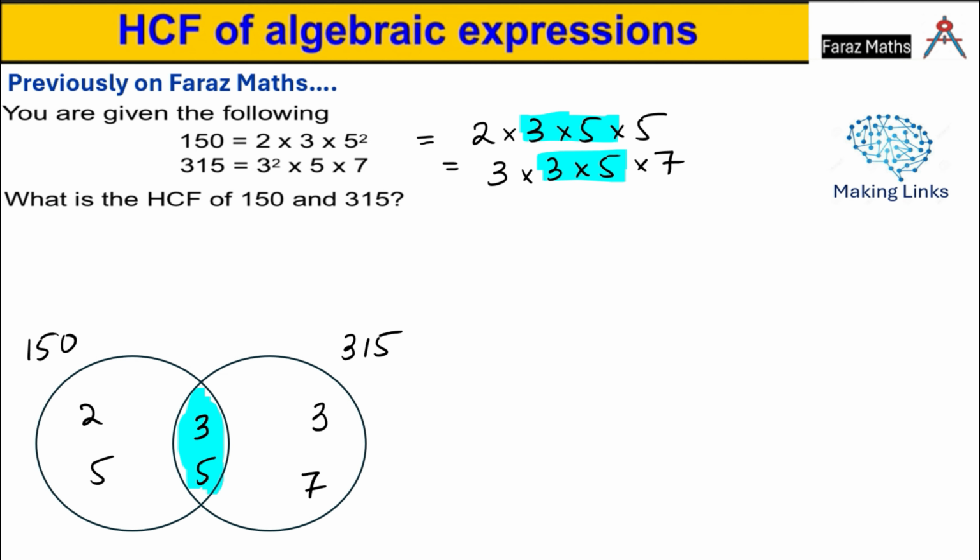Now you just need to multiply to get the HCF. You just need to multiply 3 and 5, the common factors which are present in both. So HCF of 150 and 315 is equal to 3 times 5, which is 15.